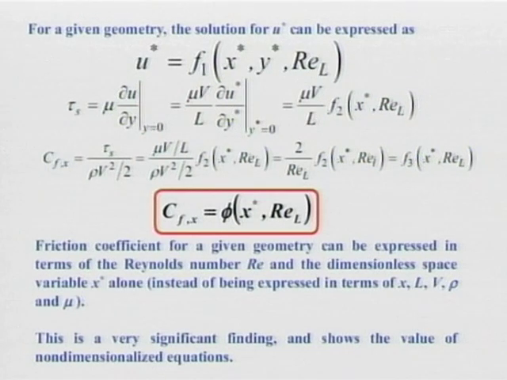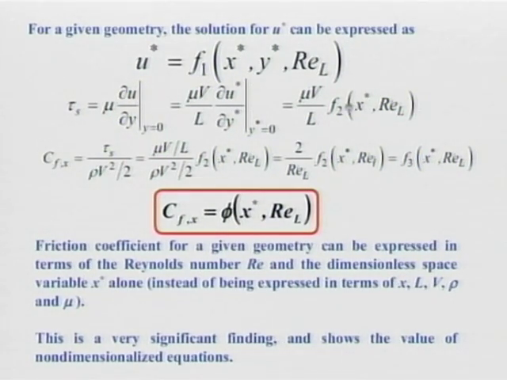Okay, why dp by dx is 0 for external flows, it is very easy to show, we will show that. But if dp by dx is not there, then my velocity profile u star is a function of x star, y star and Re L. What is shear stress? Mu del u by del y at y equal to 0. If I non-dimensionalize this for u and y, u star and y star, what do I get? Mu V by L. So what is this del u star by del y star?